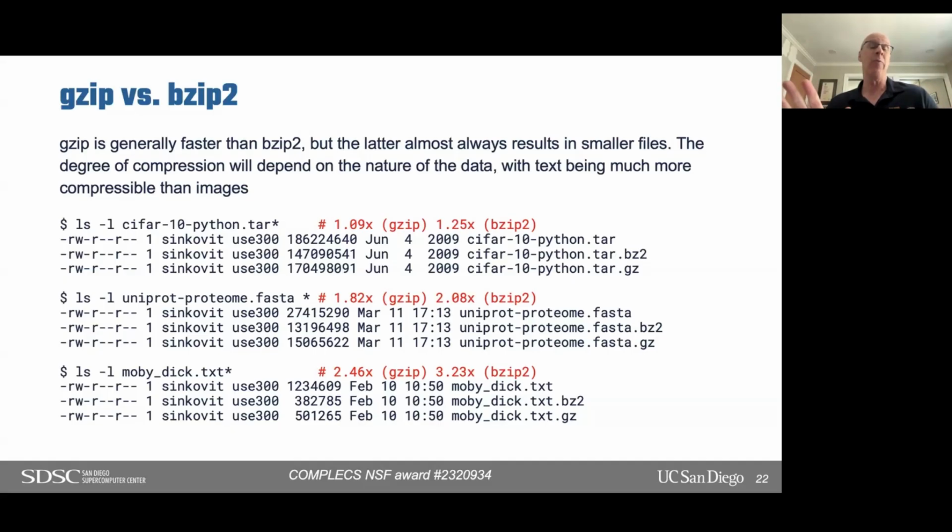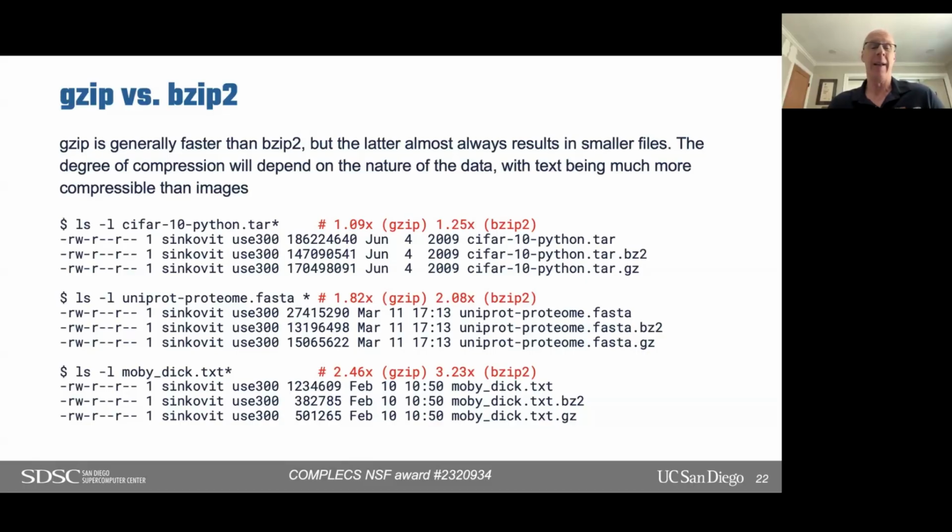In neither case did we really gain much by doing the compression. Now, I also looked at a couple of text files. One of them is a FASTA file, which is just a list of all of the protein sequences in an organism. Here with gzip, we got a compression of 1.82. With bzip2, we did a little bit better, to 2.08.